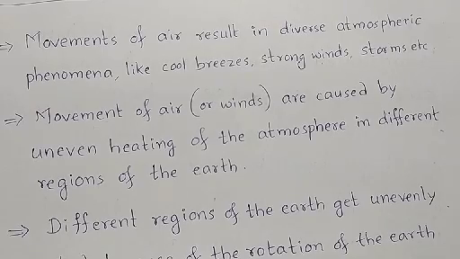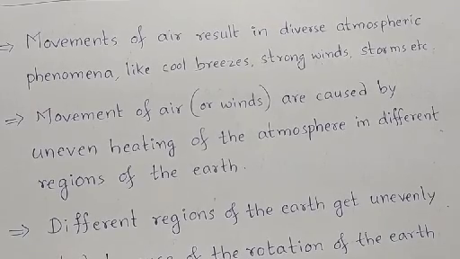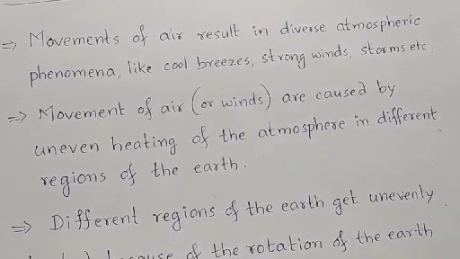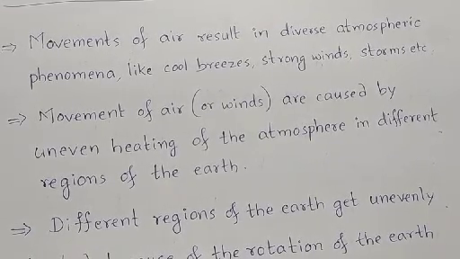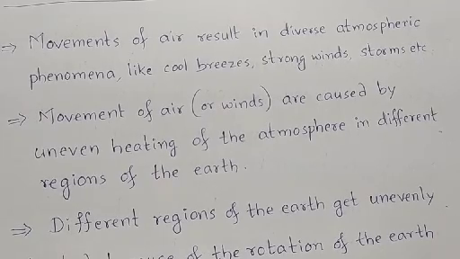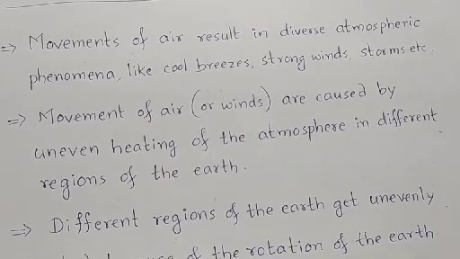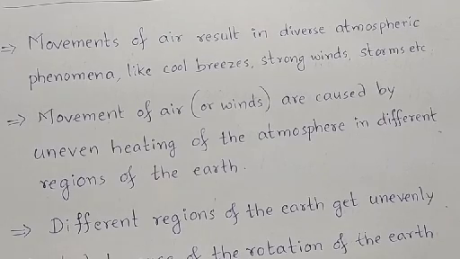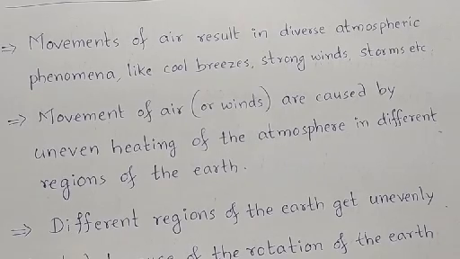The moving air or the winds are caused by uneven heating of the atmosphere in different regions of the earth. On the earth, there are different regions. All the regions do not get heated in the same way, at the same level. Some regions will be getting heated more, some regions will be getting heated less. So all the regions do not get heated evenly. They get heated unevenly. And movement of air, that is winds, are caused by uneven heating of the atmosphere in different regions of the earth.